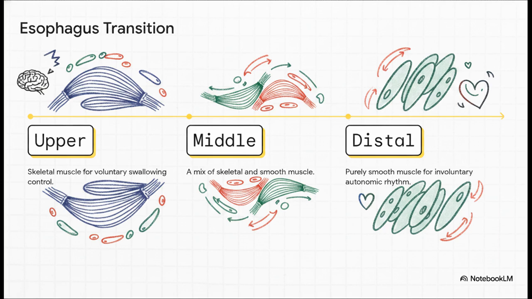Think about the spatial timeline that happens every single time you swallow. In the upper third of your esophagus, you have skeletal muscle, meaning you have voluntary, conscious control over swallowing. In the middle third, it's a mix, and by the distal third, it transitions purely to smooth muscle for an involuntary autonomic rhythm. It's a literal, physical handoff from your conscious brain down to your autonomic nervous system.